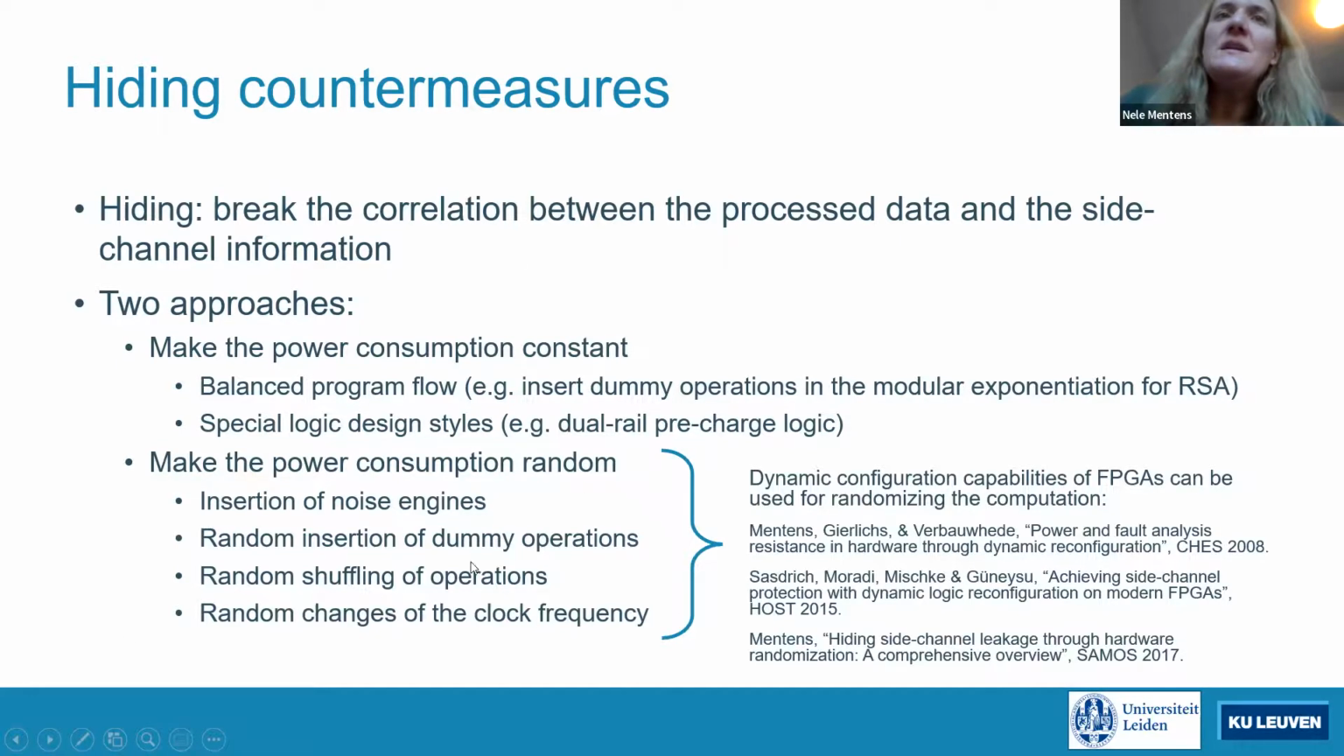Now, where do FPGAs come in here? We can use dynamic configuration capabilities of FPGAs for randomizing. For example, the first proposal here was to use power and fault analysis resistance in hardware through dynamic reconfiguration. And there was also a paper on side channel protection with dynamic logic reconfiguration, which focused more on the lookup tables itself, only dynamically changing the lookup tables without changing the routing, which is much more efficient. And if you can do that and still have strong protection, then that's a good way to go. And then this is an overview paper.